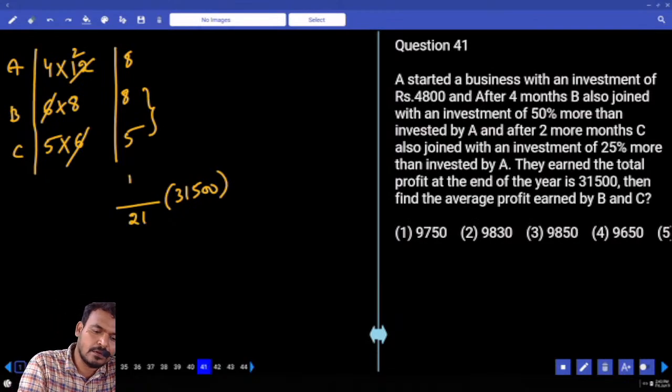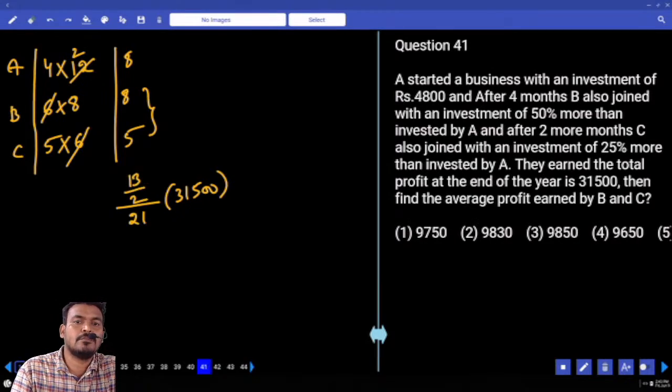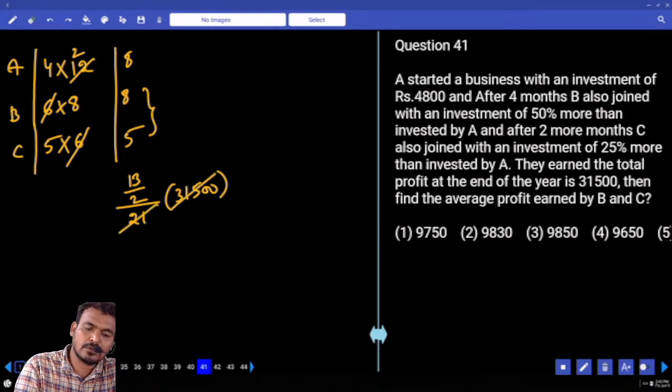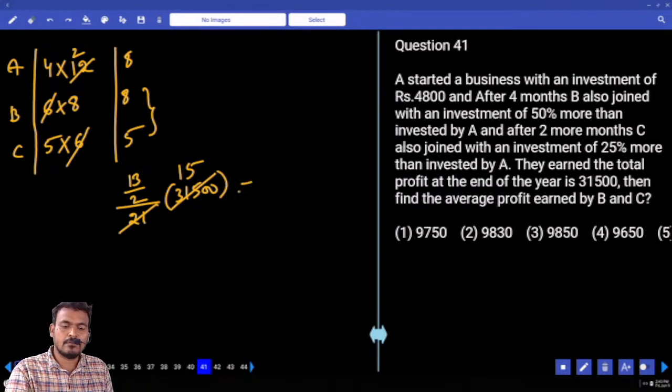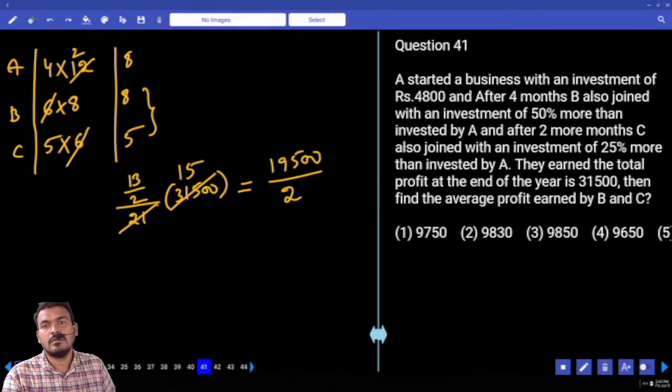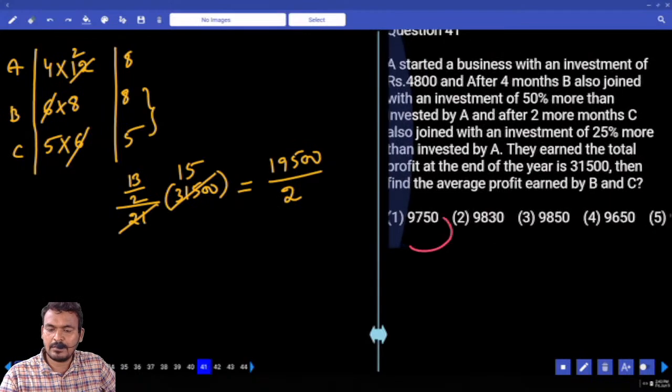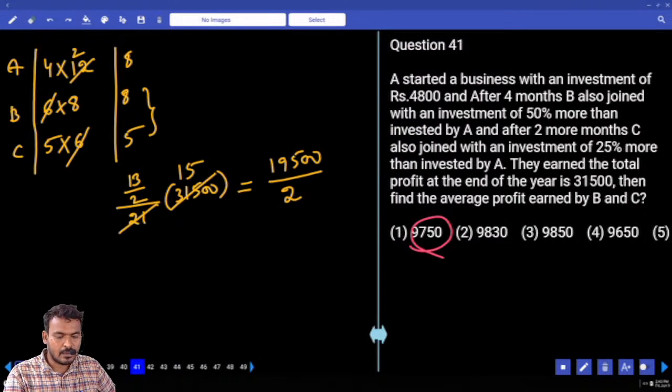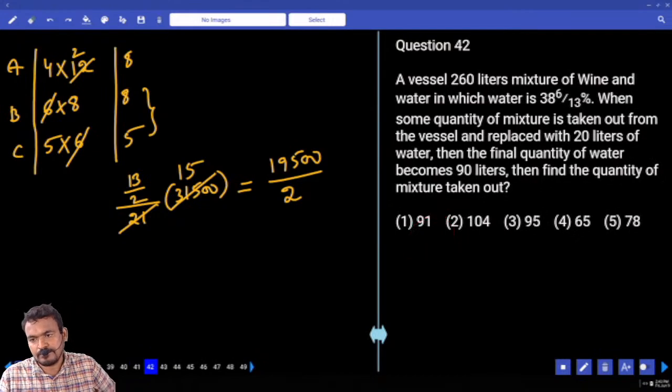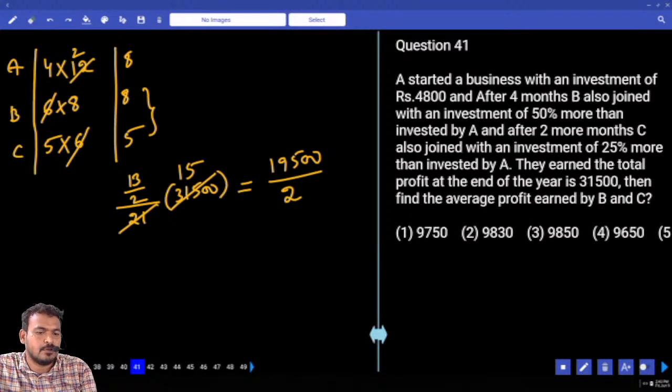13 by 21. 21 how many times? 1 time. Again 5 times. Okay. And 13 into 15 is 195, which means 19,500, divided by 2. What is the answer? 9750. Or if you know the 13 table, directly verify the 13 multiple.